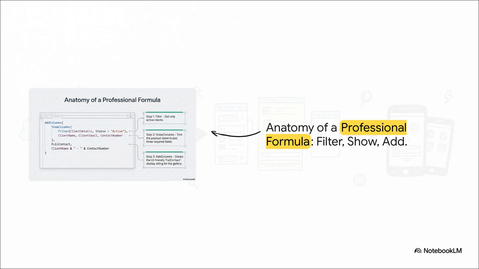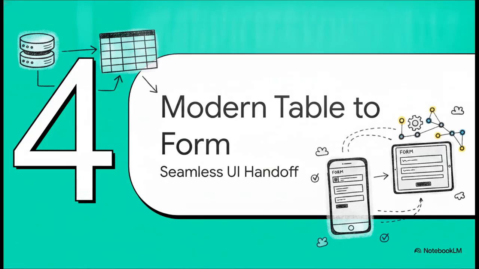This is exactly how you shape data before displaying it. You've minimized the data pull, optimized the network traffic, and prepped a clean string for the user interface, all in one elegant block of code. Next up, Section 4, Modern Table to Form.